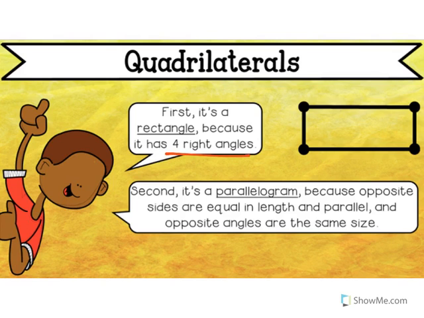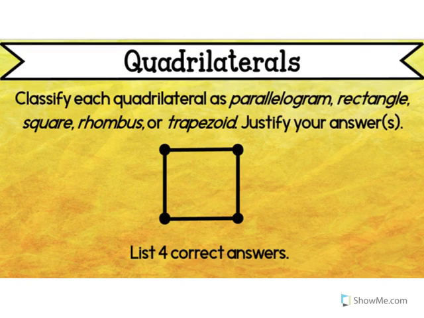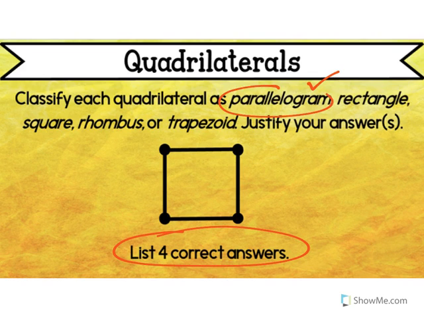Okay, so it has 4 right angles and it's a parallelogram because the opposite sides are equal in length and parallel, and the opposite angles are the same. Okay, quadrilaterals. This one, it has 4 correct answers. So let's figure out what it is. So, is it going to be a parallelogram? Yes, it is. We can see that. These lines are parallel. These lines are parallel. All the lengths are the same. So it is going to be a square.